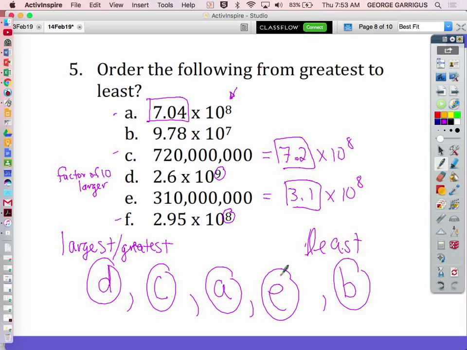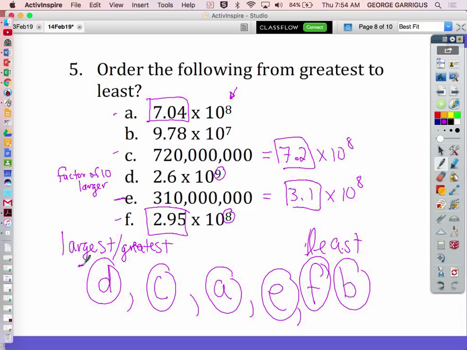Now I'm missing a letter in here, and I've made an error because I've left off F. But F is smaller than E, so right here, we're going to put F. And let's double check. That's really important.